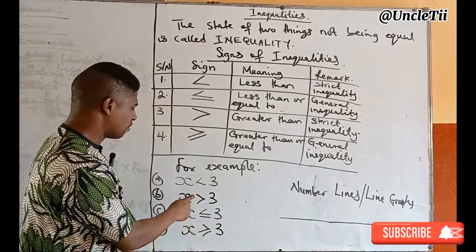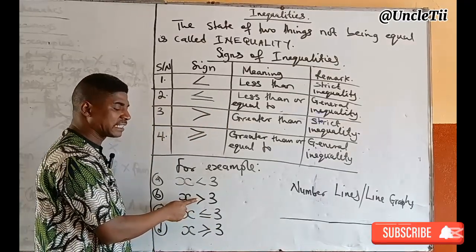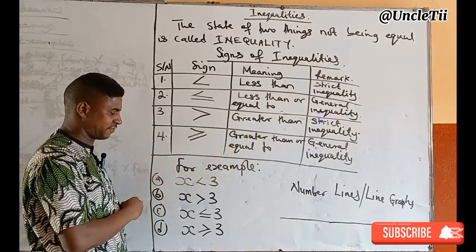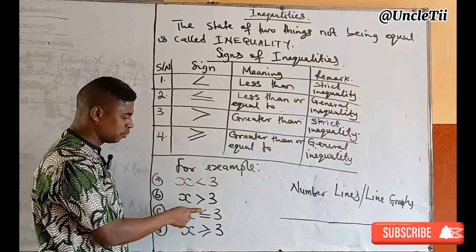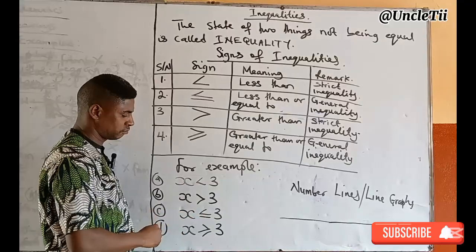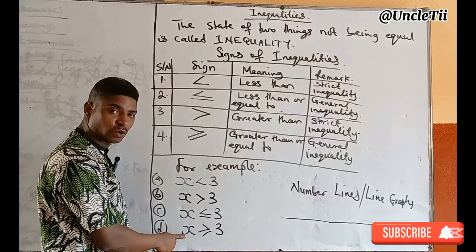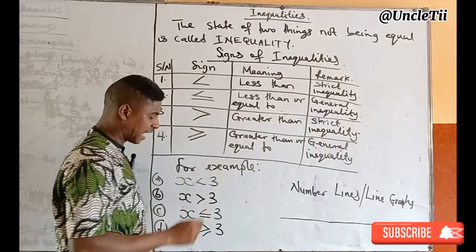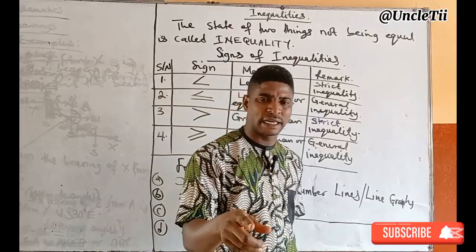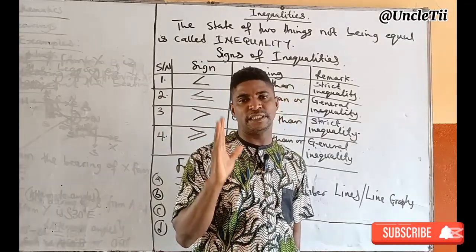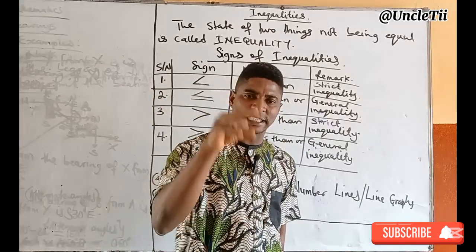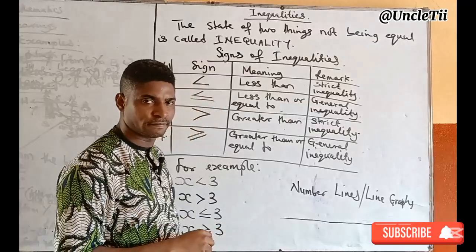When you are dealing with greater than, the arrow will face the right. When you are dealing with less than, the arrow will face the left. When you are dealing with less than or equal to, the arrow will face the left with a shaded boot. But when you are dealing with greater than or equal to, the arrow faces the right with a shaded boot. So every time you draw a number line and the boot of the arrow is not shaded, it means that the inequality is a strict inequality. But if the boot of the arrow is shaded, it means that the inequality is a general inequality.